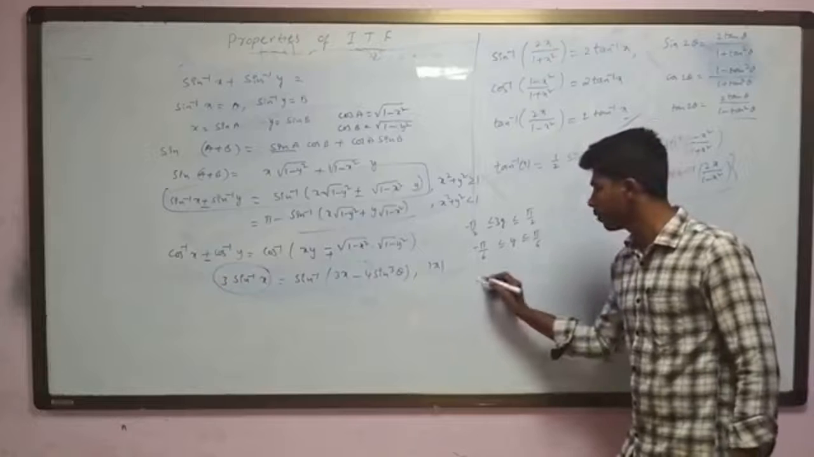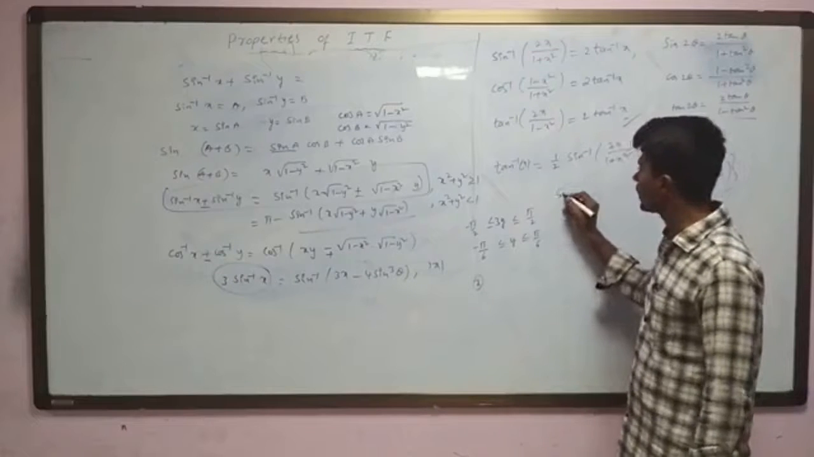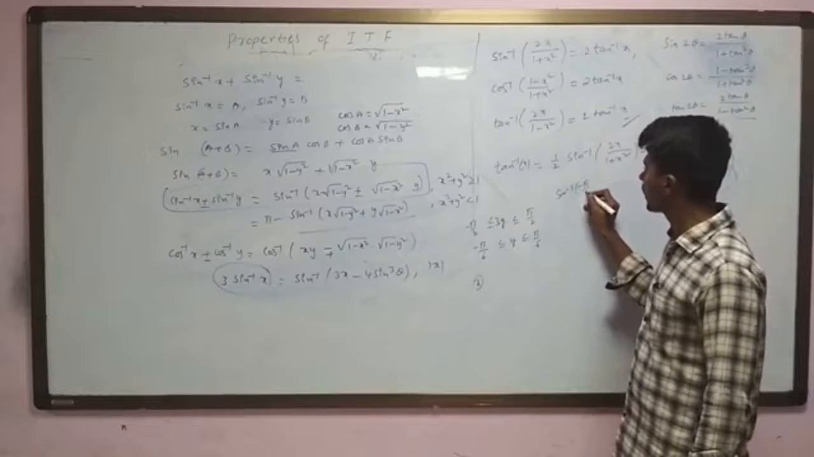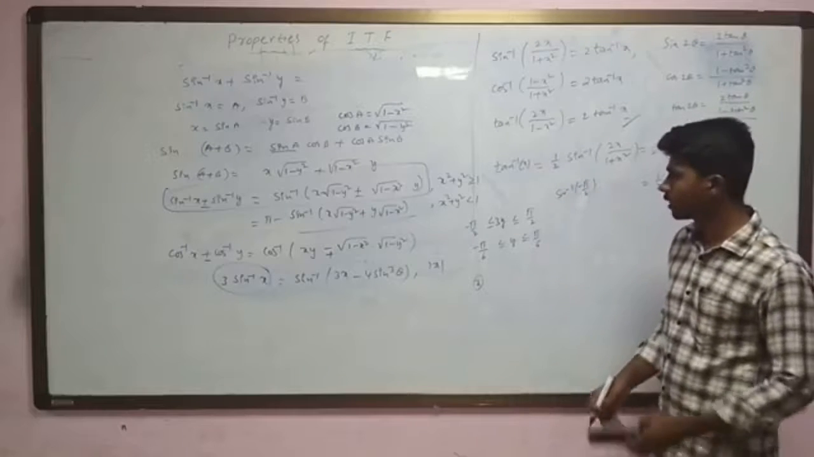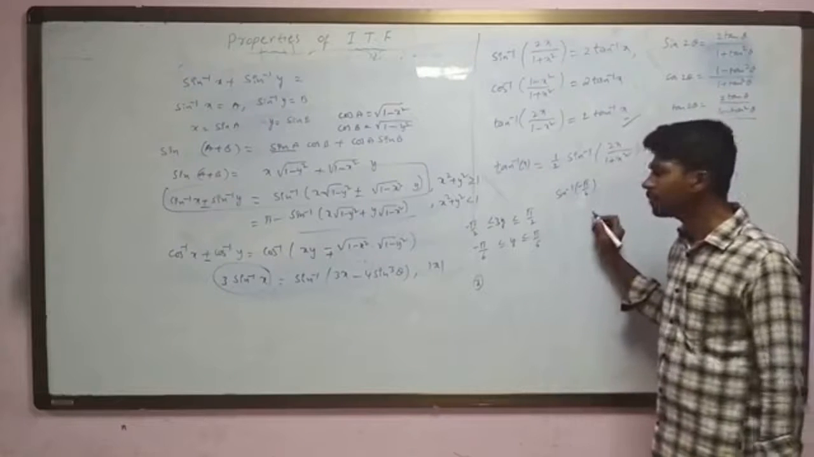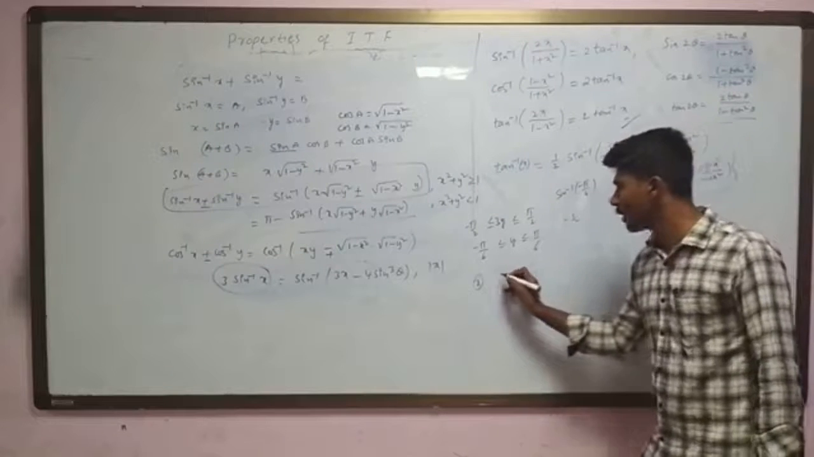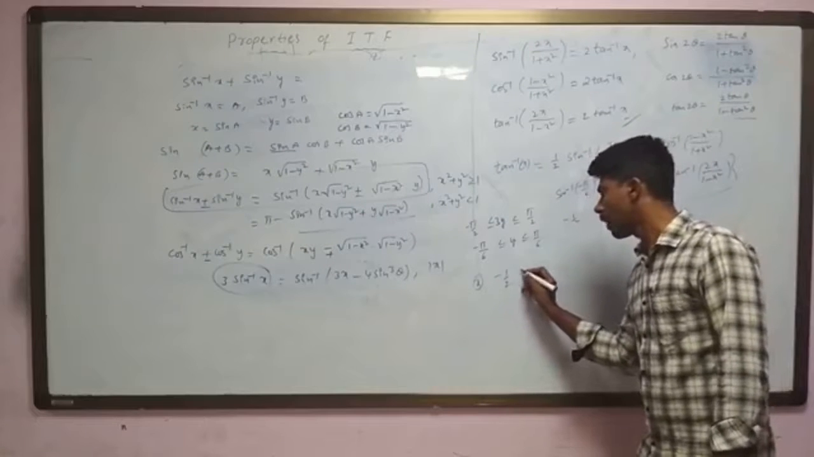Then what about its domain? What about x? So substitute in sin of minus pi by 6. What is the value of sin of minus pi by 6? Minus sin pi by 6, minus 1 by 2. So x lies between minus 1 by 2 and 1 by 2.